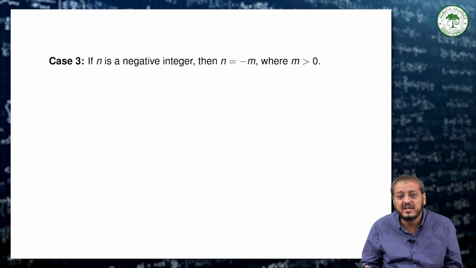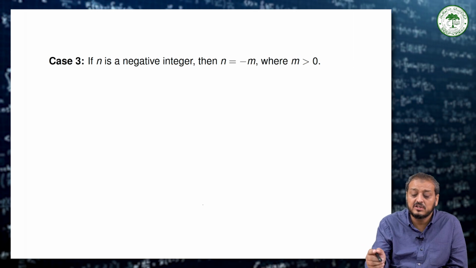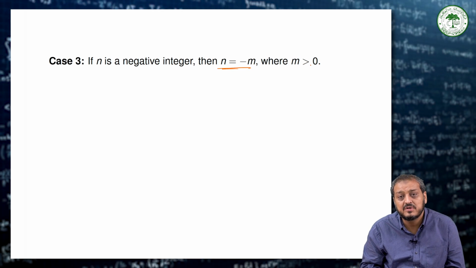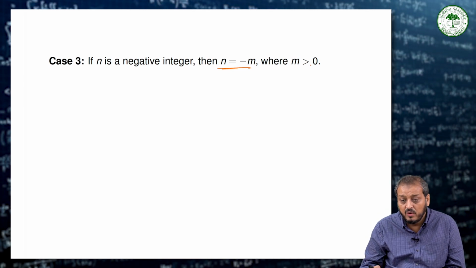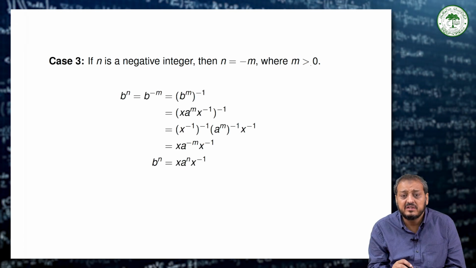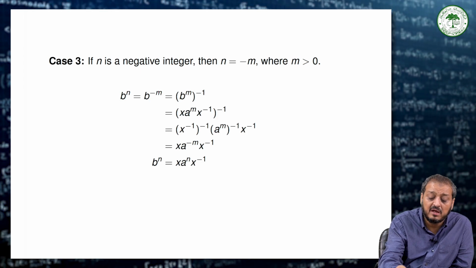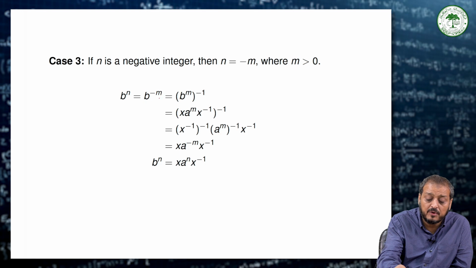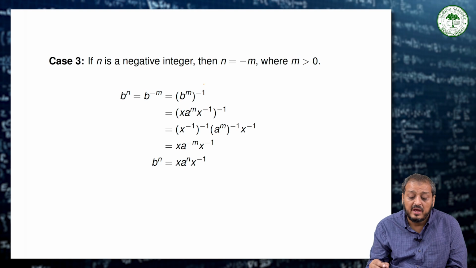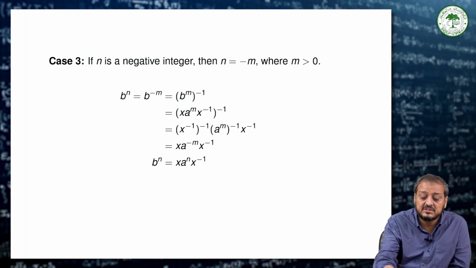In the third case we have to discuss that the result is true for n less than 0, so n is a negative integer. We take n equal to minus m, where m is any positive integer, m greater than 0. Now we have to prove this: b to the power n can be written as b to the power minus m, and then we know the exponent property that b to the power minus m is equal to b to the power m, inverse, and b to the power m can be written as (x a x inverse) to the power m, whole inverse.